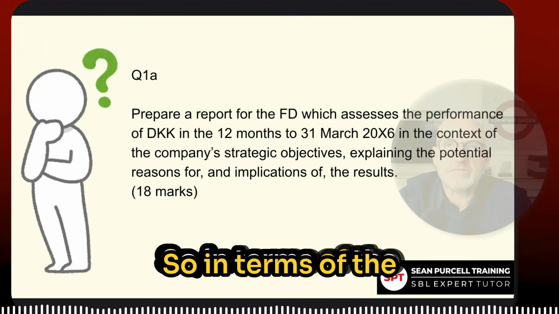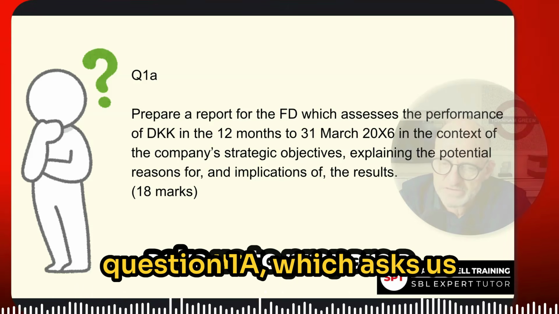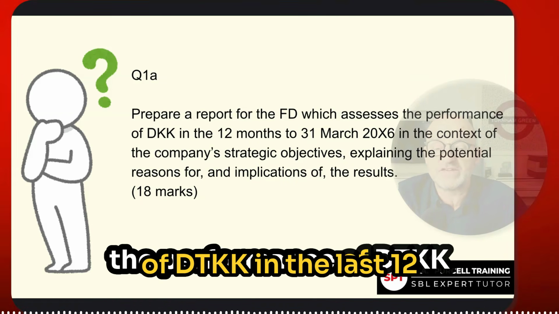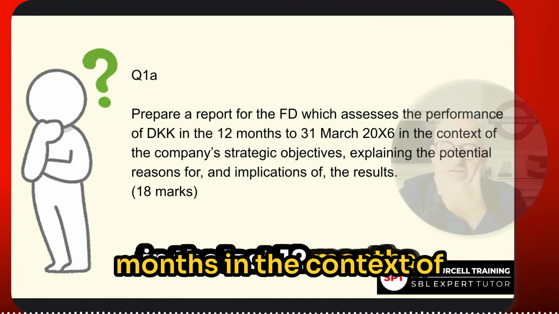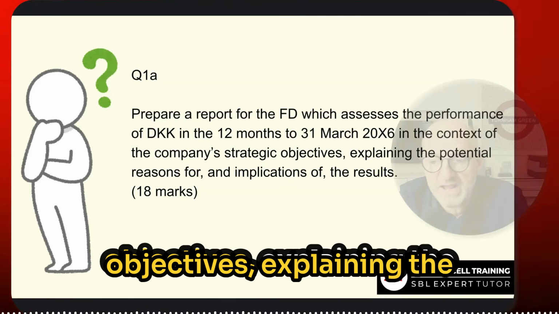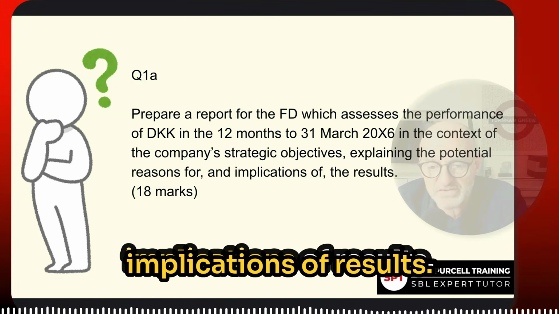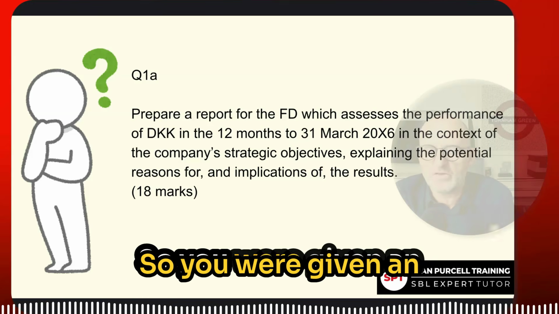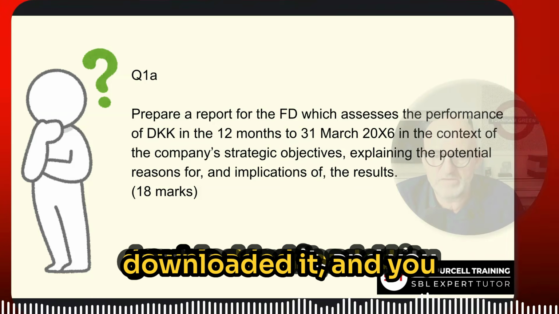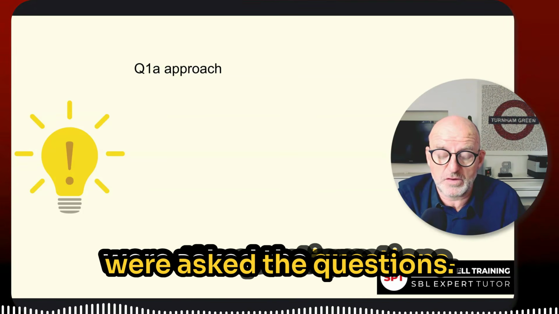So in terms of the questions from that mock that you did, here is question 1A, which asks us to prepare a report for the financial director, which assesses the performance of DKK in the last 12 months in the context of the company's strategic objectives, explaining the potential reasons for and implications of results. So you were given an exhibit in the exam. You can see that if you've downloaded it, and you were asked the questions.